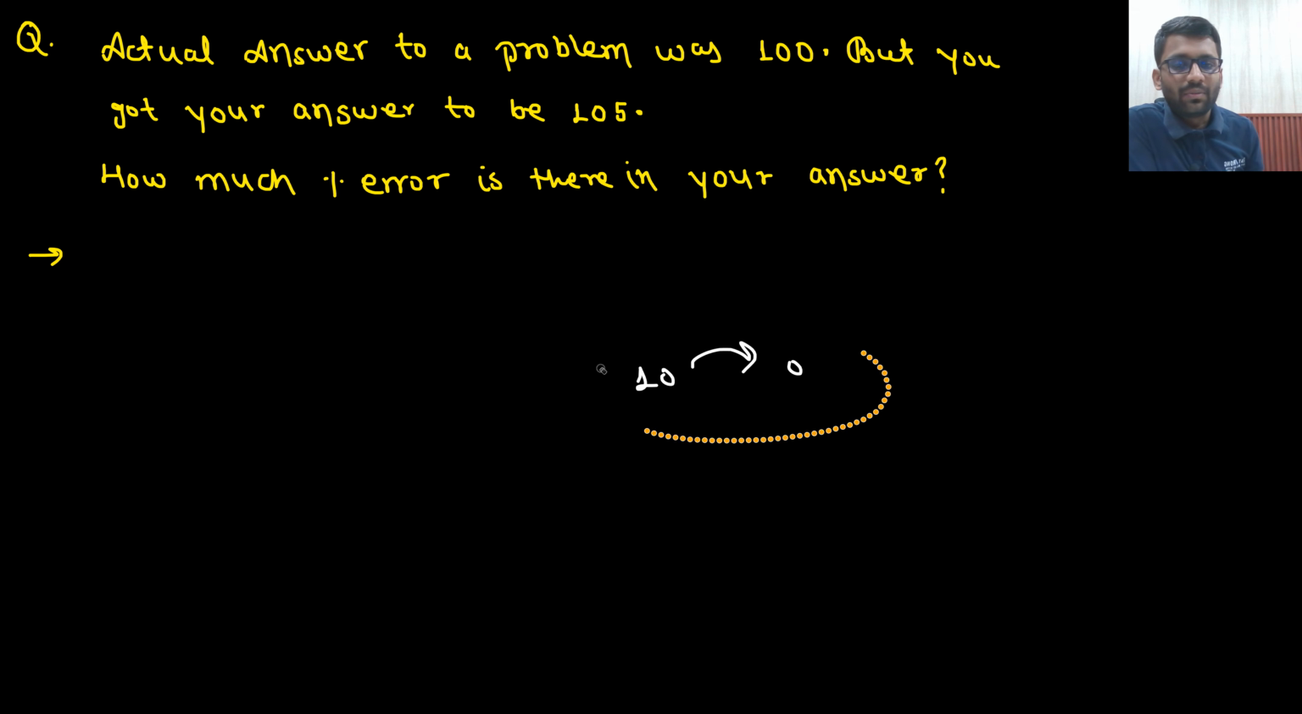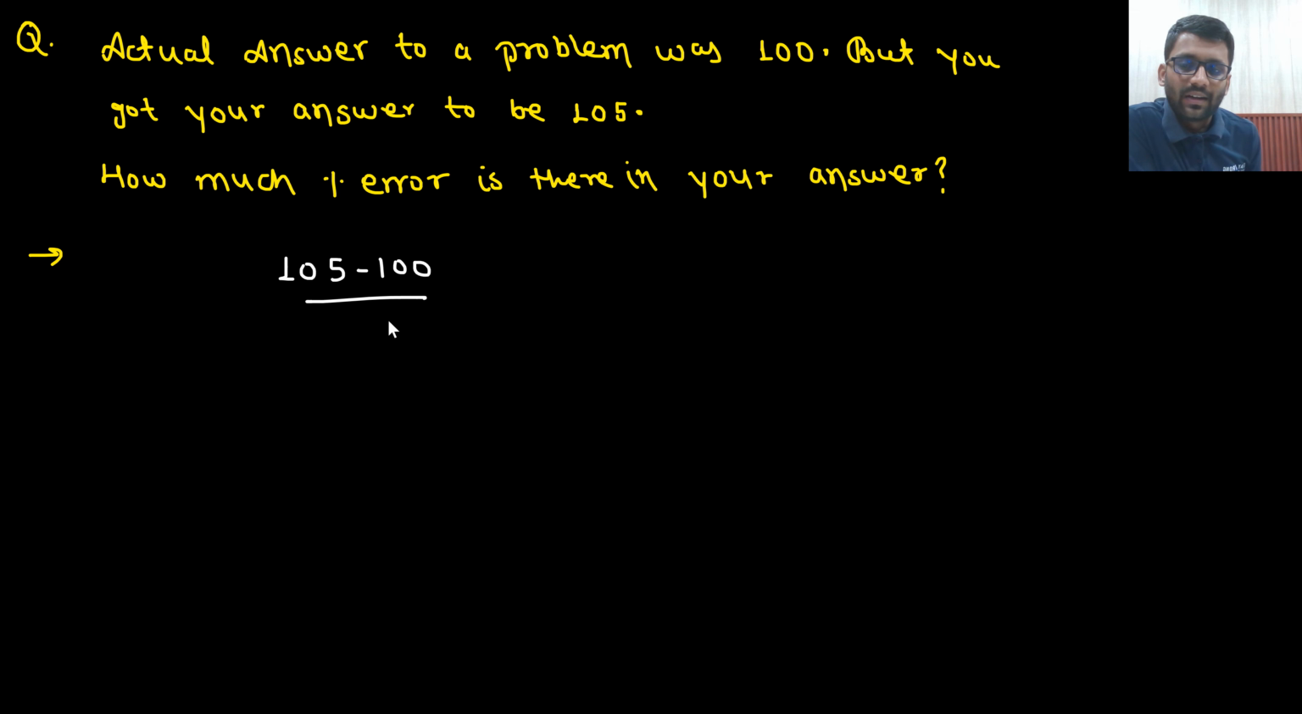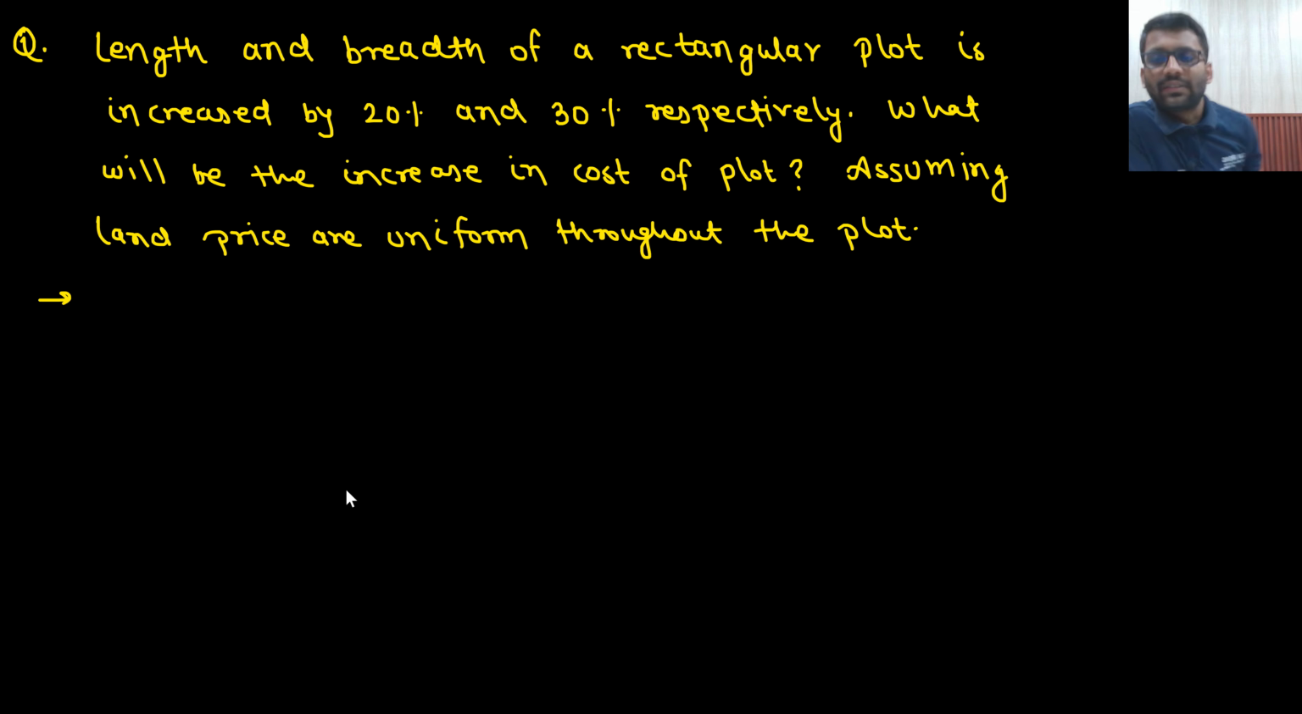Right? So similarly, 105 minus 100 divided by 100 into 100%. That means 5% error is there. You got 5% more answer than it should be. It should be 100, but you got 5% more. Well and good. Let's see the next question.